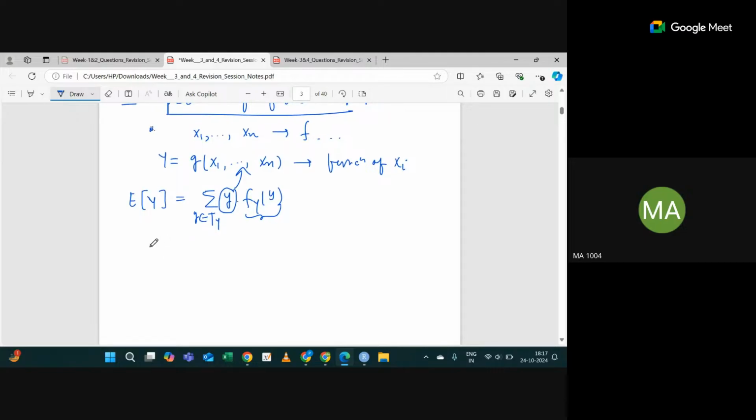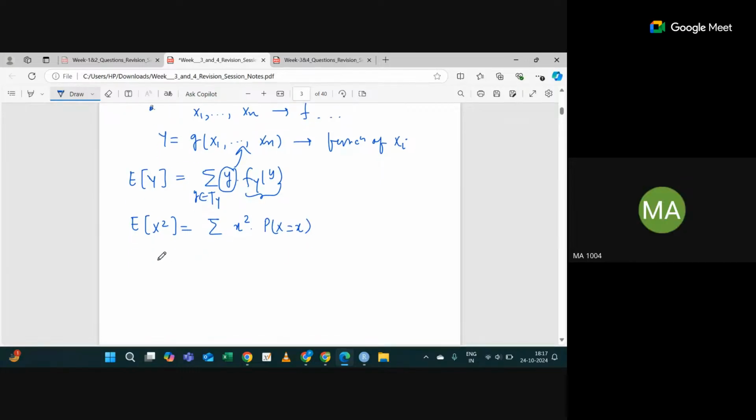Okay, let's try. What if expectation of x square? How will you proceed? It will be summation over x of x square into the probability that X equals x. Yes or no? And this is what? This is nothing but a function of x, right? You can say this is y. All right. Yes, sir.